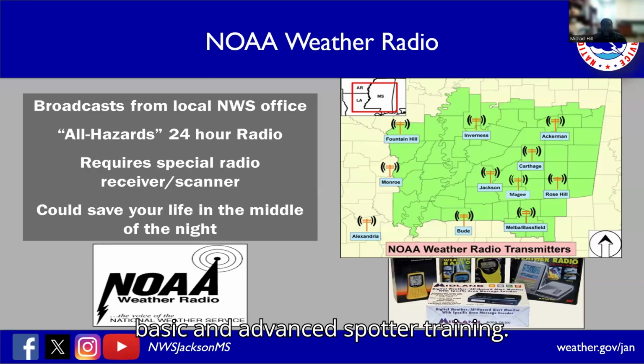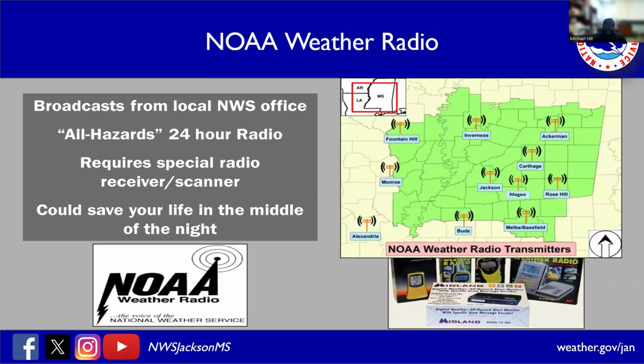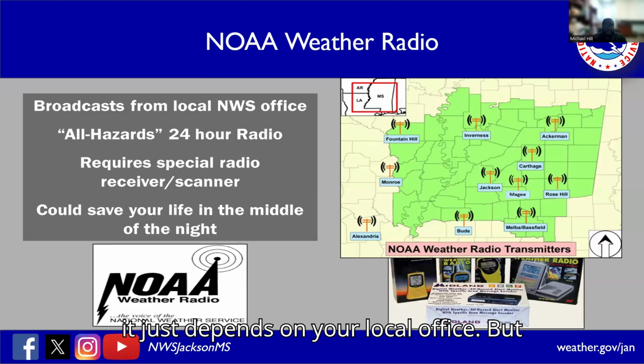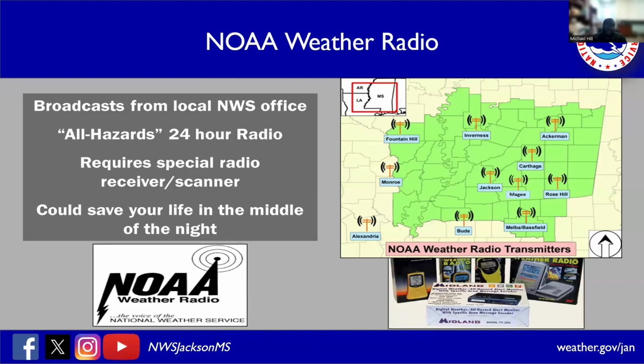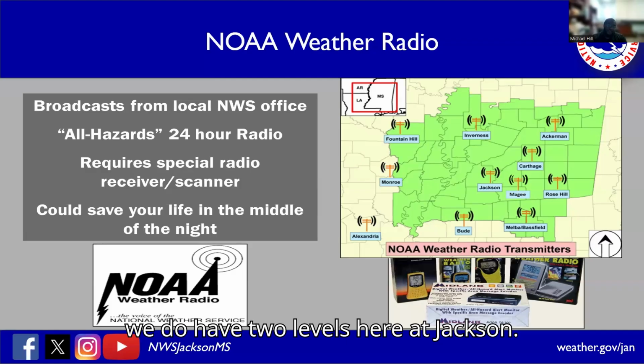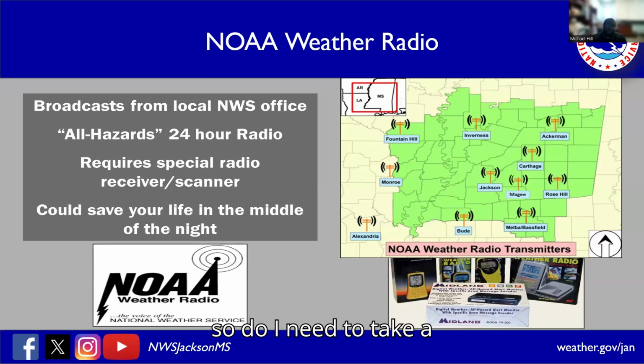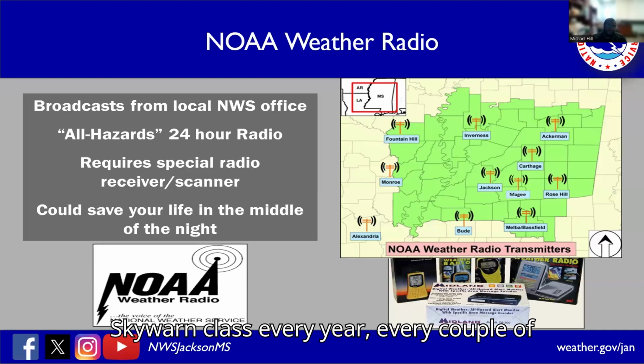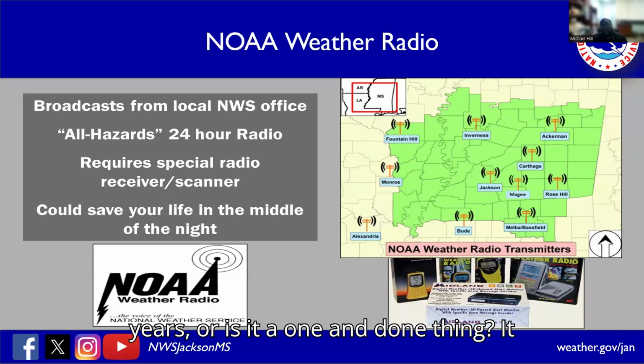You have basic and advanced spotter training, and these things might vary around the country. Some offices are much more thorough. Some offices are more preparedness, more safety. So it just depends on your local office. But we do have two levels here at Jackson. Okay. And so do I need to take a Skywarn class every year, every couple of years, or is it a one and done thing?